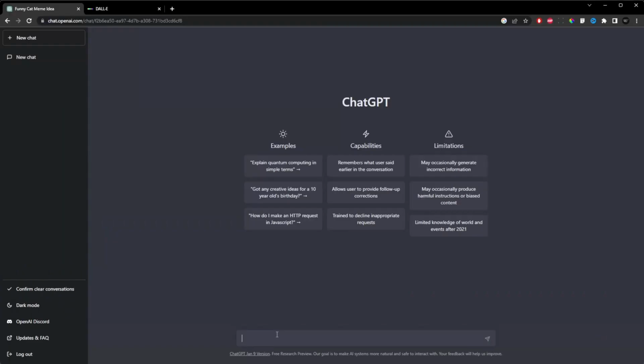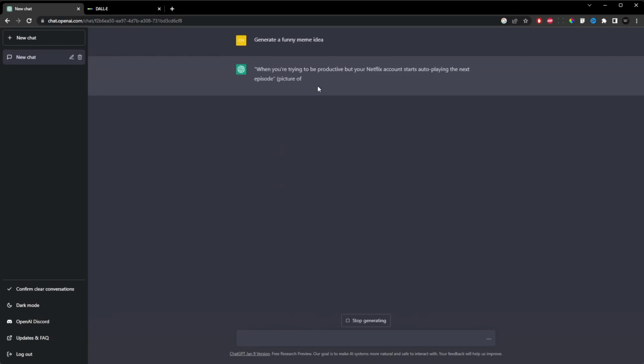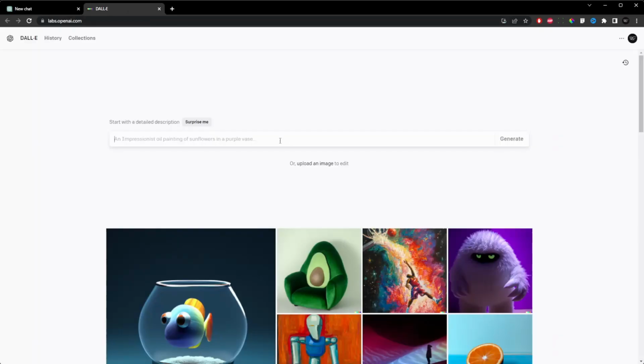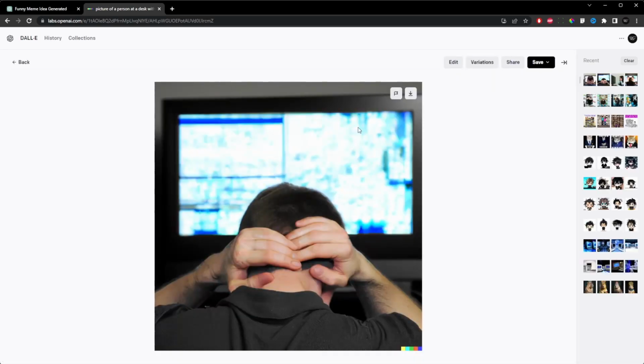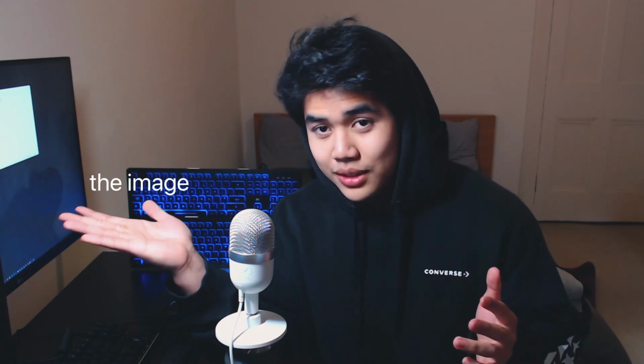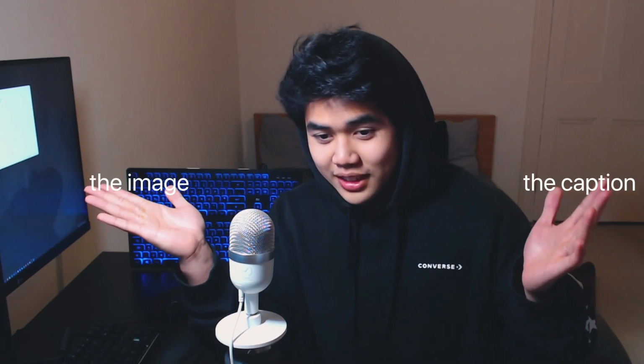So a rundown of the algorithm would be, first, we need to type "generate funny meme idea" into ChatGPT, and then we split the output into two components, which is the caption and the image. And we feed that image idea into DALL-E, take the output from DALL-E, and combine them together to form the meme. So we have the image from DALL-E and the caption from ChatGPT, and we have the meme.